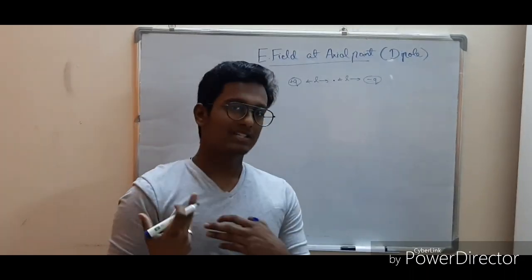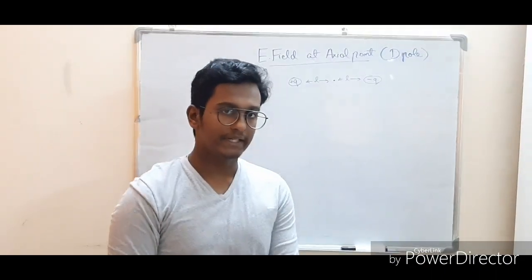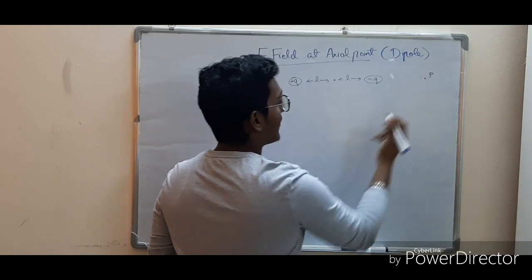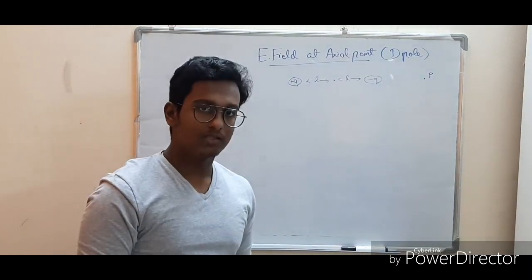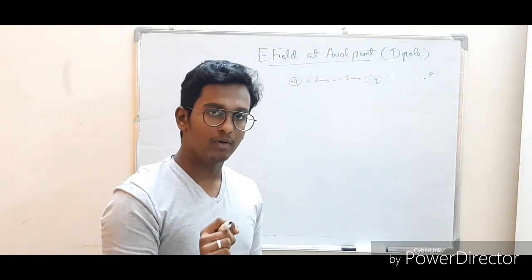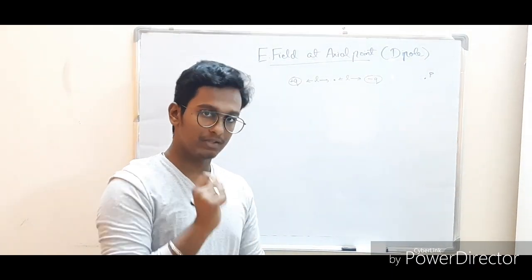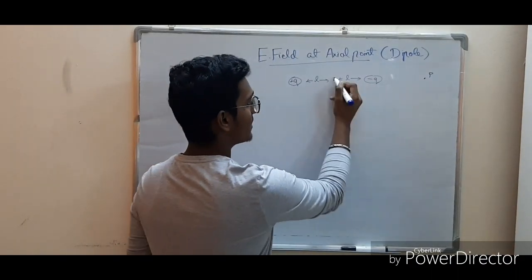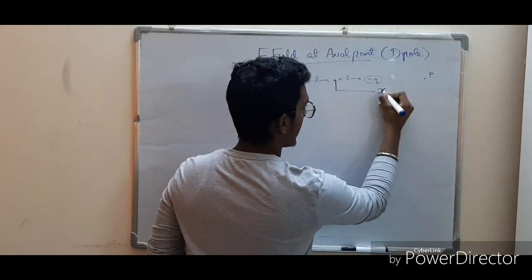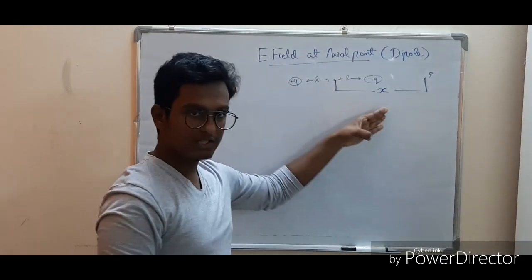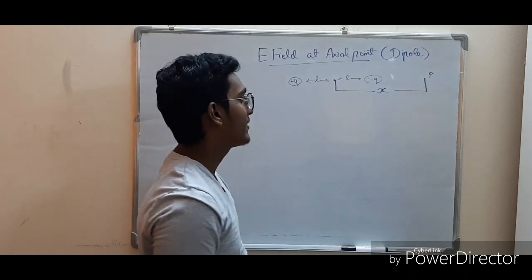Now we have to consider a point where we want to find the electric field. Let me take this as a random point P. And we have to know the distance of that point from the dipole. Whenever we measure the distance of a point from a dipole, it is always with respect to the center of the dipole. So this point P is at a distance x away from the center. This is the distance we need. Now we can go ahead with the derivation.